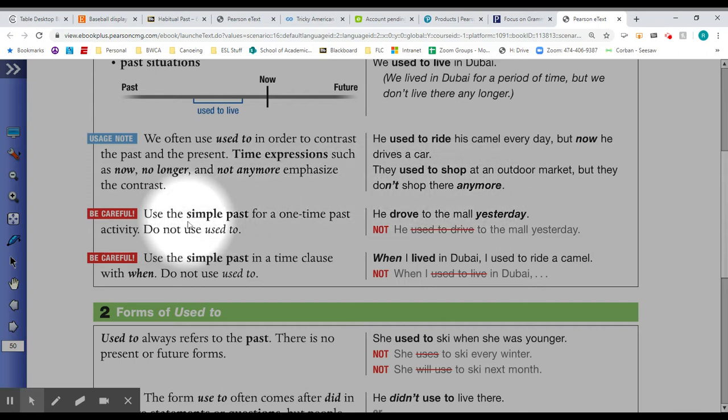We have to be careful. Use the simple past for a one-time activity. He drove to the mall yesterday, not he used to drive to the mall yesterday. And use the simple past in a time clause with when. When I lived in Dubai, I used to ride a camel, not when I used to live in Dubai, I used to ride a camel.